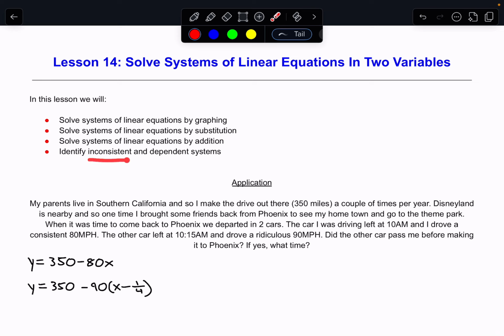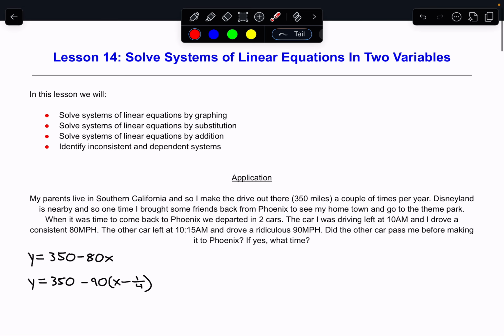Where inconsistent is going to mean that there was no solution, and dependent is going to mean that there's infinitely many solutions. So we've actually seen those two descriptions before when talking about equations: inconsistent and dependent equations. Inconsistent was unsolvable, dependent meant it's already solved. And so those are the things we've seen. But let's go ahead and get right into it.